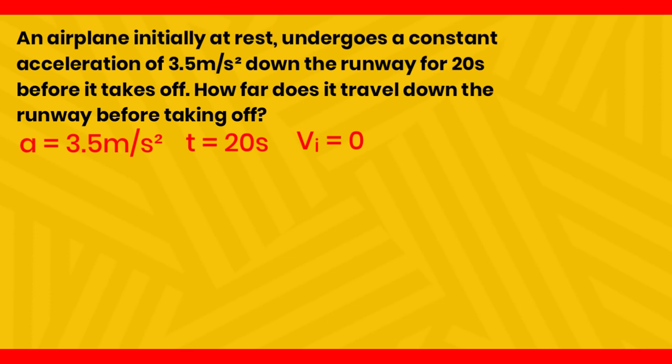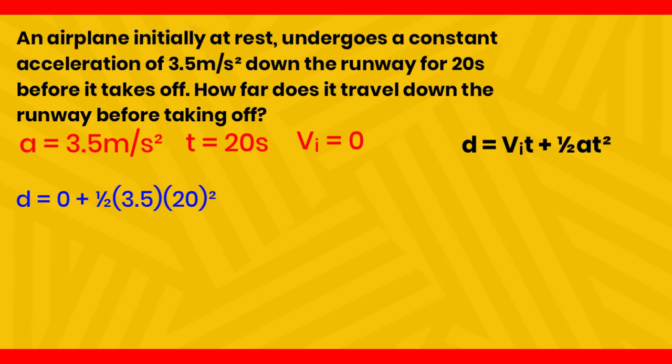The formula we can use to find distance in this case is d equals v initial t plus half at square, because it contains everything we need. So d equals 0 plus half times 3.5 multiplied by 20 square, and d equals 700 meter. When you multiply this together, this is the distance the plane traveled before taking off.